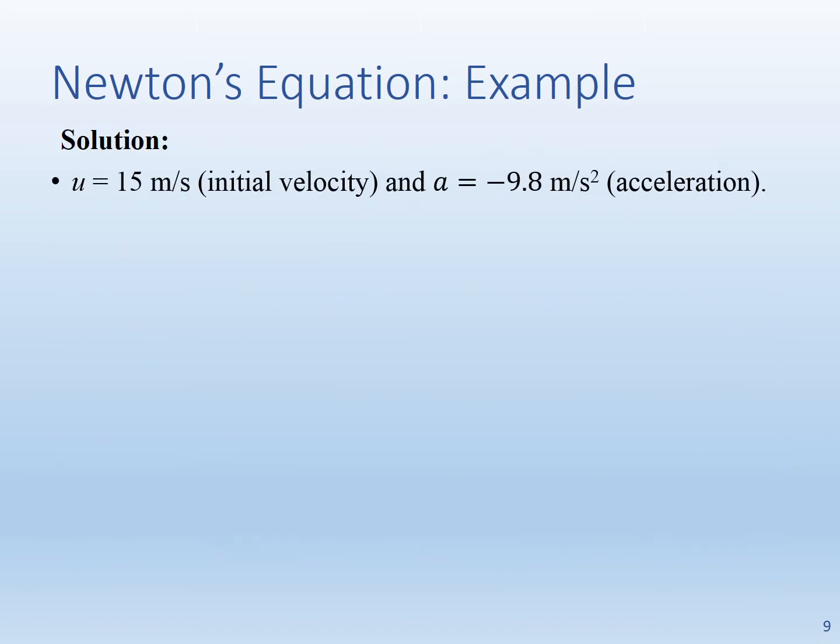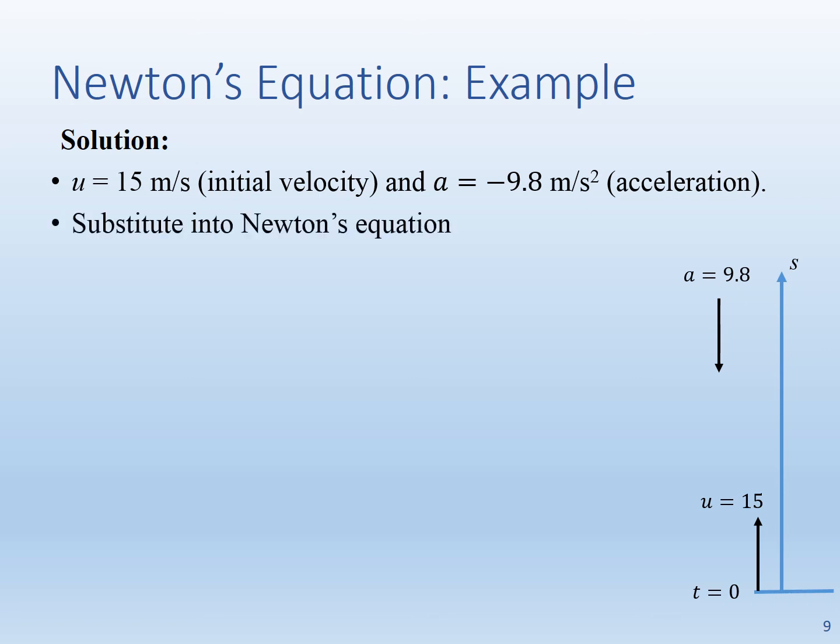Let's represent that situation in a diagram. We'll have one axis which we'll label S for the displacement. At t equals 0, the ball is at the ground and then it's thrown upwards with an initial velocity of 15 meters per second. The constant acceleration is 9.8 meters per second squared downwards. So if we substitute that information into Newton's equation, we'll have s equals ut plus half at squared, where u is 15. The acceleration is negative 9.8 because it's downwards. And then we can simplify that equation to give us this equation.